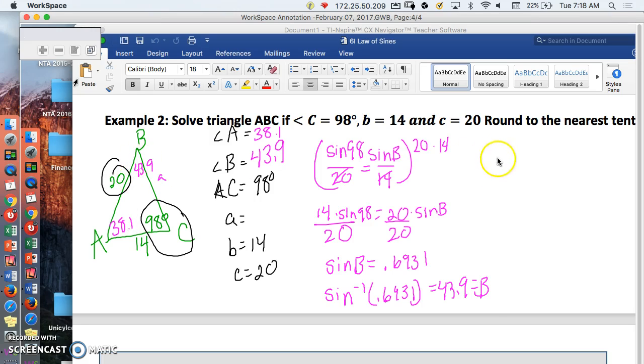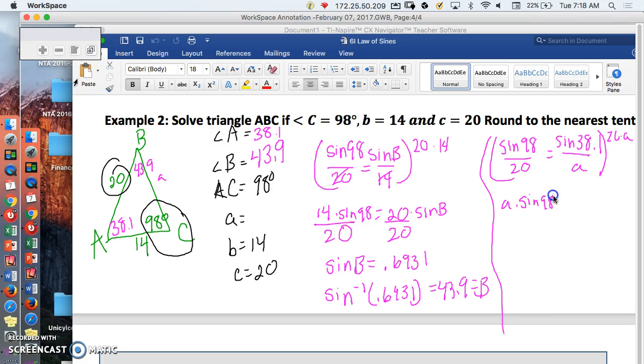And now we have to find a. So now we can use law of sines once more. We have the sine of 98 over 20, the sine of 38.1 over little a, multiplied by 20 and a. So a times the sine of 98 equals 20 times the sine of 38.1, divide by the sine of 98. And I have this one done already, so we have 12.46.